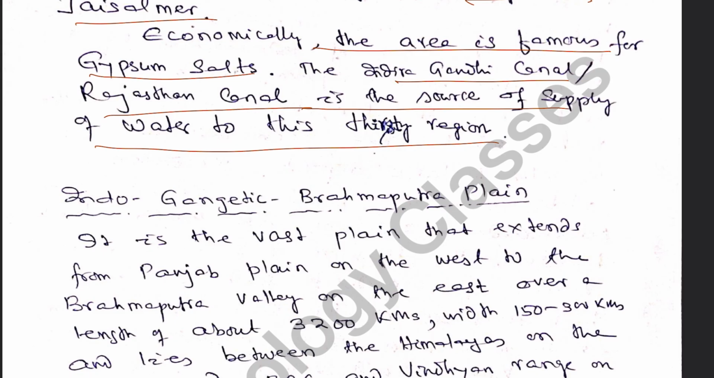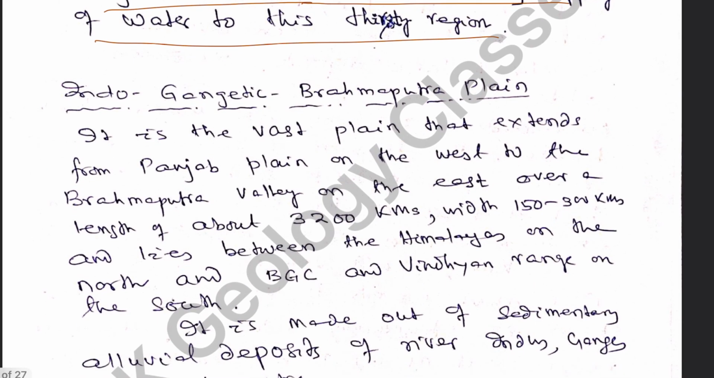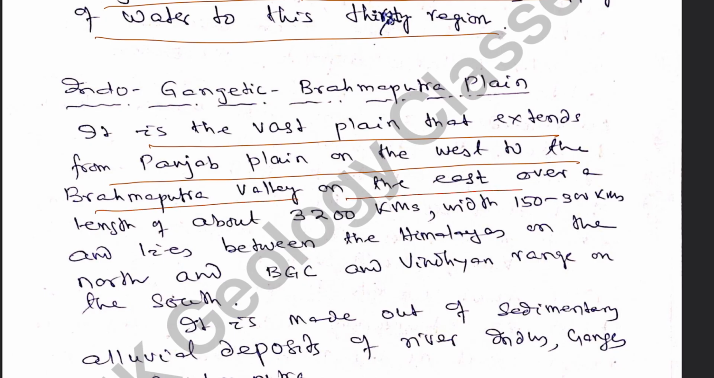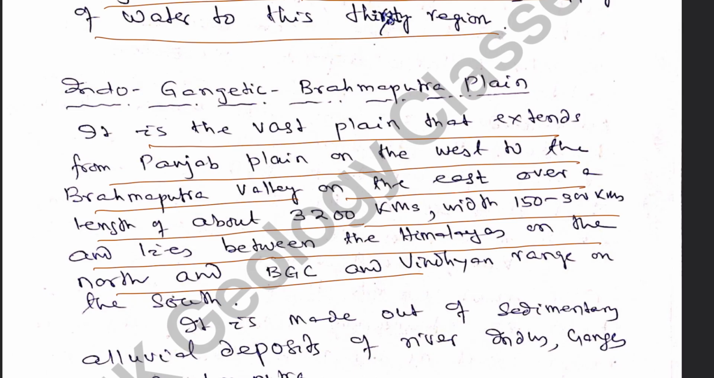Now, we will discuss another major relief feature of India, that is the Indo-Gangetic Plain, which lies between the Himalayas on the north and the Indian Peninsula on the south. It is the vast plain that extends from the Punjab plain on the west to the Brahmaputra valley on the east over a length of about 3200 kilometers with a width of 150 to 300 kilometers, and lies between the Himalayas on the north and the Bundelkhand complex and Vindhyan range on the south.